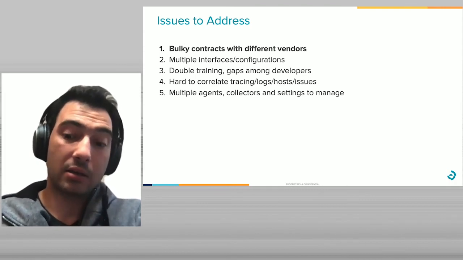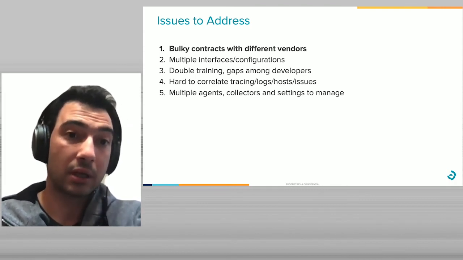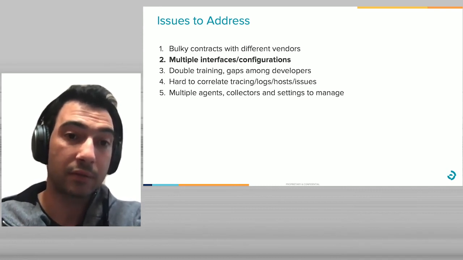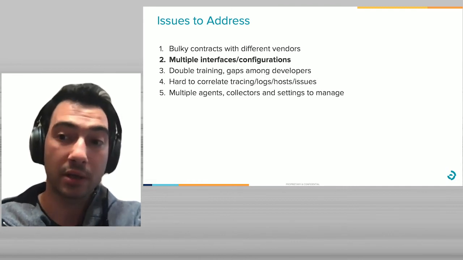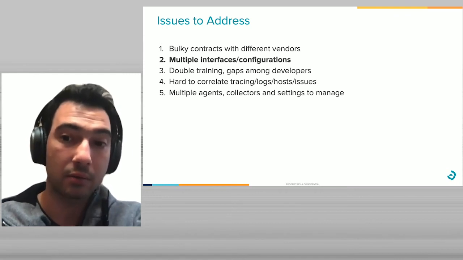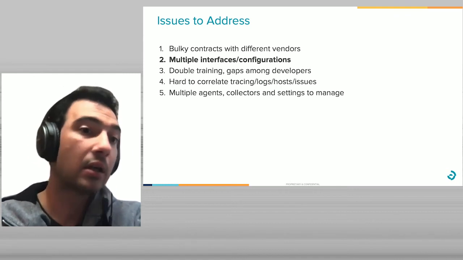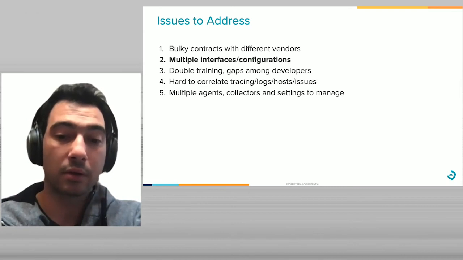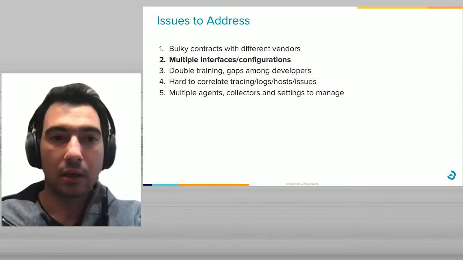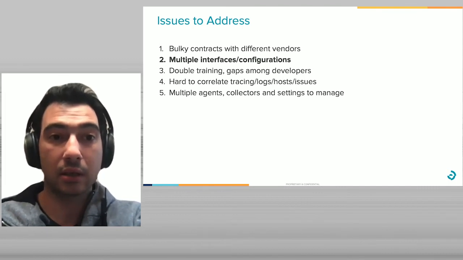We had several different vendors for bringing observability into the platform. So we had multiple interfaces, multiple configurations among the different layers of our microservice architecture, among all of our different EC2 instances and all the infrastructure we were running. Another thing was double training for our developers.